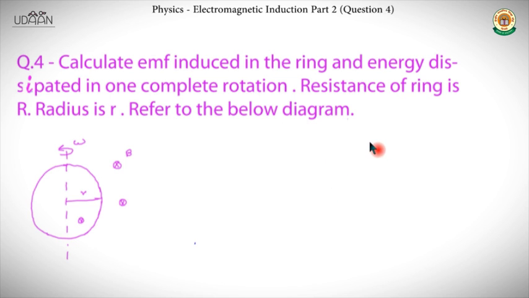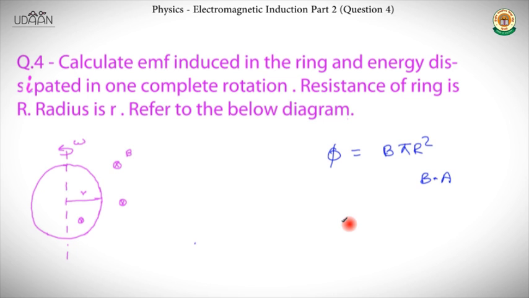See, if the ring is always perpendicular to the magnetic field, the flux developed in the ring would be B into pi r square. We already know that, right? But if the ring is moving out of the plane, the B dot A would be changing, because flux is only maximum when the area is perpendicular to the magnetic field. Exactly, that's the most important point.